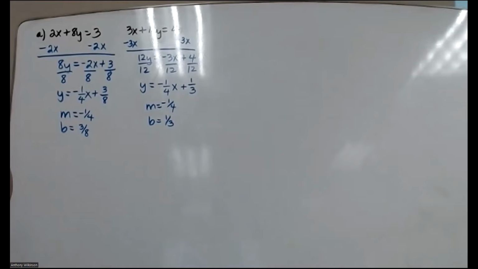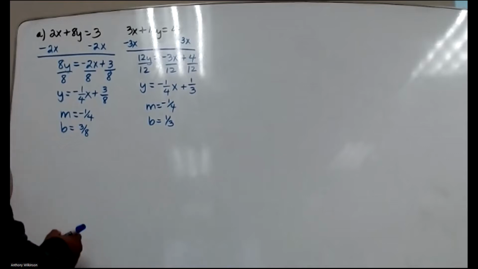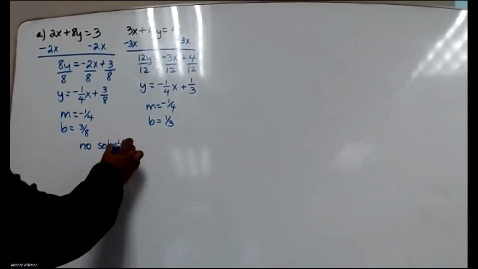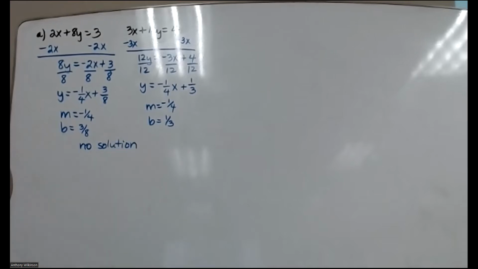Let's compare those two. What do we notice about the slope? They're the same. And the y-intercept is different. Same slope, but different y-intercept. That means that this system of equations has no solution. That means if I was to graph those two lines on the coordinate plane, they're not going to intersect, they're going to be parallel. Questions on part A?